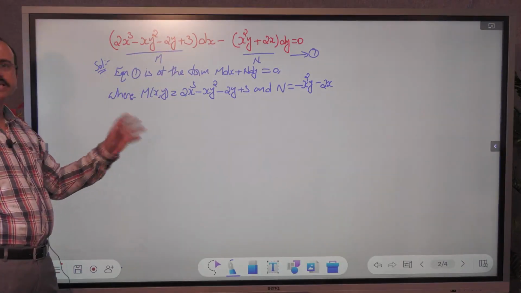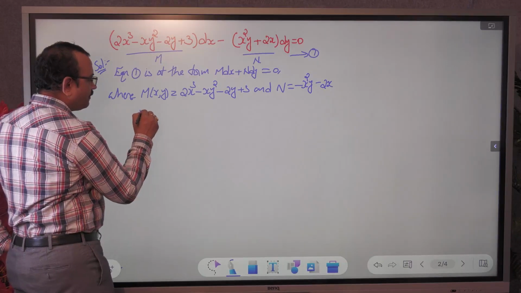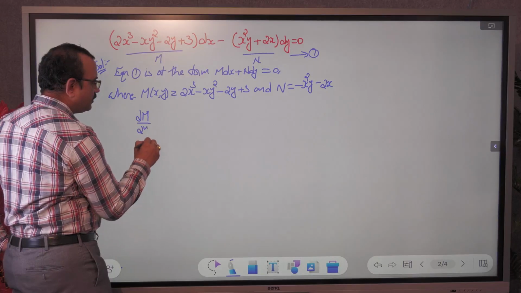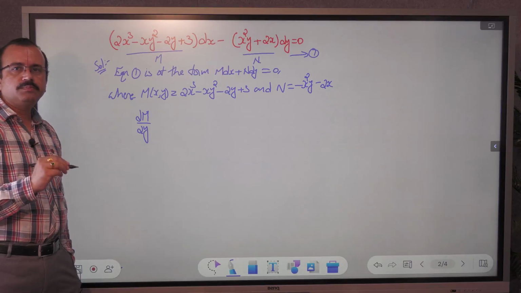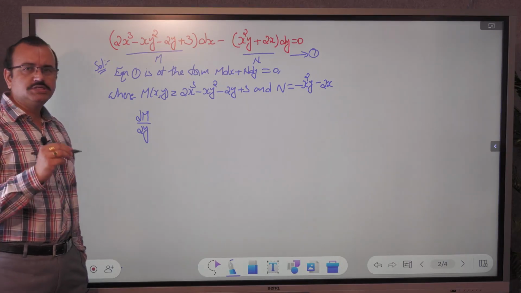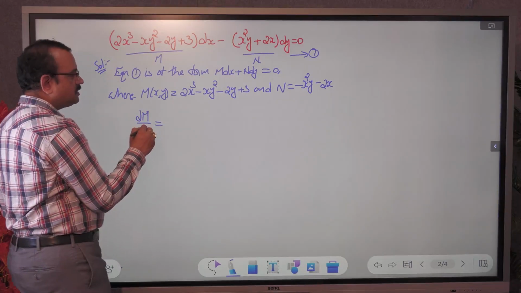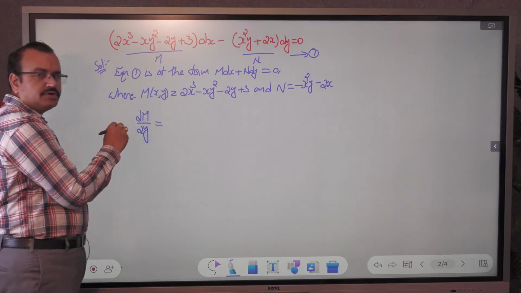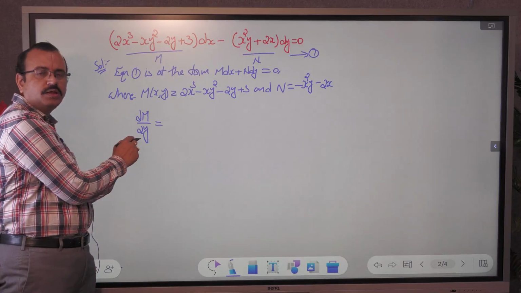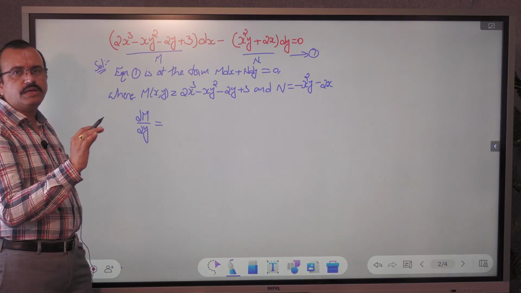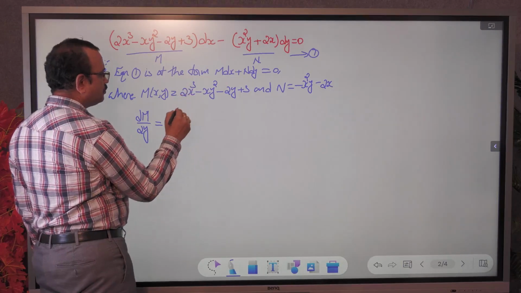Now we will check whether it is exact or not. For that, you find the partial derivative of M with respect to y, that is dou M by dou y. To solve exact differential equations, one should have at least basic knowledge of partial differentiation. Whenever we partially differentiate a function with respect to one variable, here M with respect to y, we have to treat all the remaining variables as constants. So here x is treated as a constant.